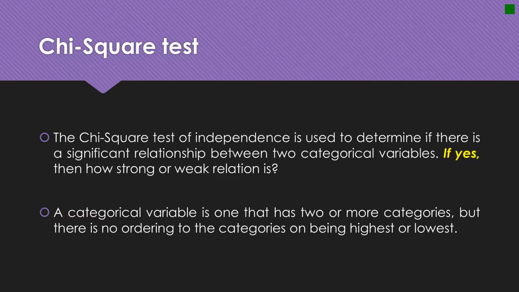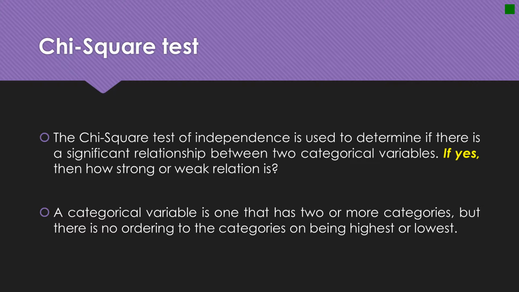What does chi-square basically mean? This test of independence is used to determine if there is a significant relation between two categorical variables. If yes, then how strong or weak the relation is.